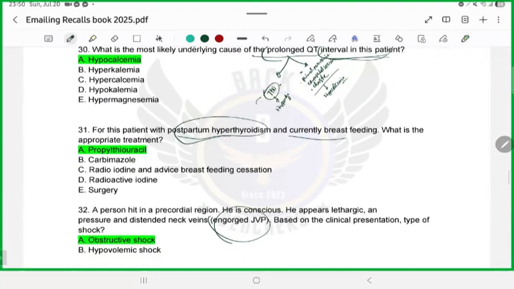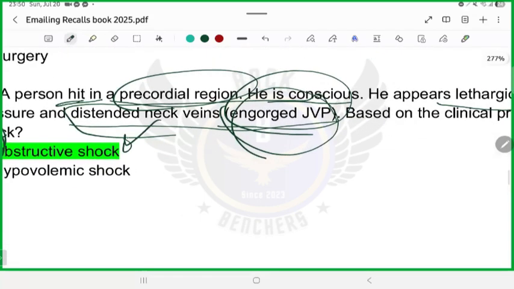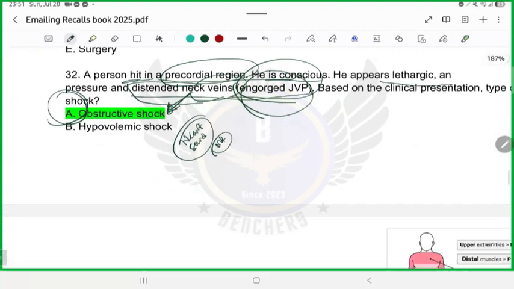Postpartum hypothyroidism, currently breastfeeding. What is the appropriate propylthiouracil? Person with hit in a precordial region, conscious, lethargic, distended neck vein. Simple as that. Obstructive shock. Anytime there's a distended neck vein, either they mention heart sound or not. Remember, in MRCS part A a distended neck vein will always give an answer of obstructive shock. Always. A distended neck vein with hypotension is always obstructive shock.